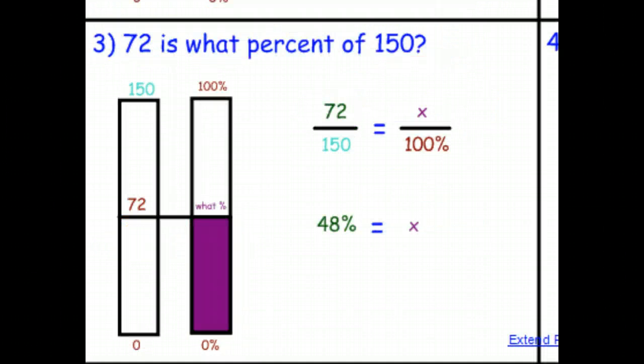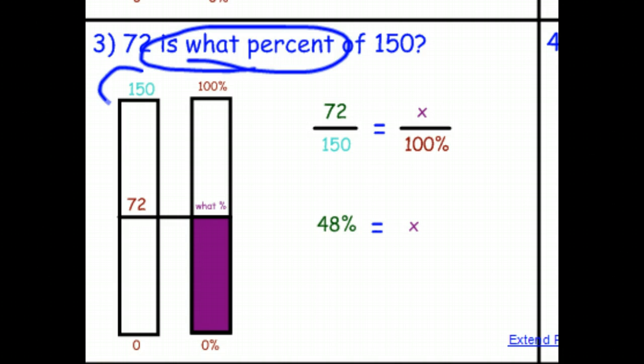Numbers 3 and 4, we're actually going back to that second type of percentage problem that we had, where we didn't know the percent, but we knew the two numbers. So in number 3, 72 is what percent of 150? In this case, we can't rely on the percent to give us the length of our bars. We can't just say, oh, our percentage bar is about here, because we don't know what our percent is. But we know that it's a percent of 150, and that 72 is that number.